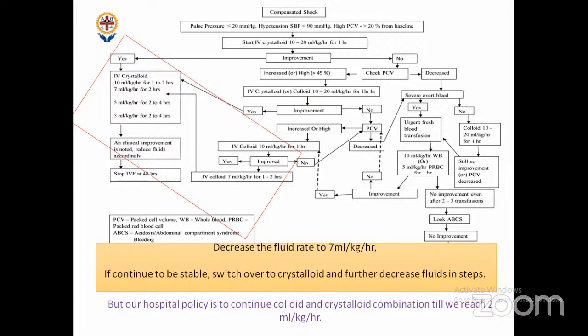I will change the colloid to 4 and crystalloid to 3. Then I will try. If the child is maintaining vitals, I will hold it there, and after 1 to 2 hours, I will cut down. Like 0.5, 0.5, I will cut down. So 3.5 colloid, 2.5 crystalloid. Or 3 colloid, 3 crystalloid.